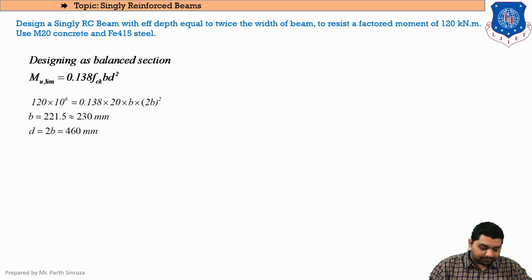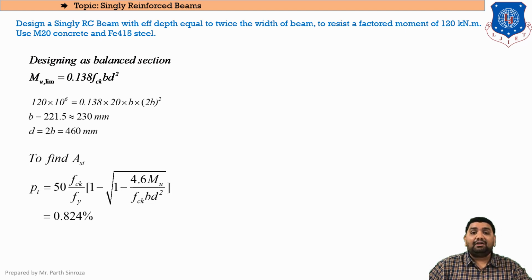So rounding it off, we will take the value of B, that is the width of the section, to be 230 mm. Clear? Now from this value we will find the value of D, that is the effective depth. So here the effective depth, as D equals 2B, will be 460 mm. So these are the dimensions. Now the next thing will be to find the value of steel, or the steel content. To find the value of Ast, you always need to find the value of pt, and from this pt we will calculate the value of Ast.